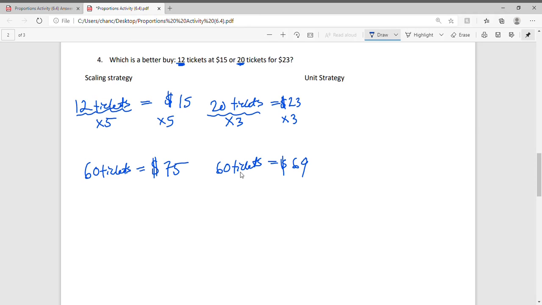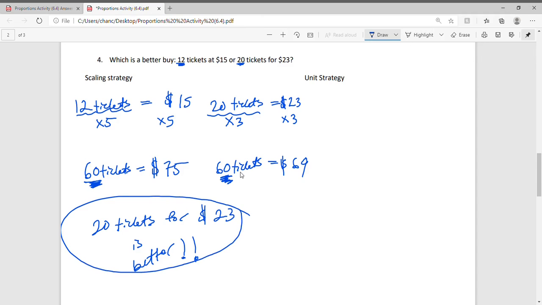Now, since we have the same number of tickets on each side, we can compare which one's the better deal. 60 tickets for $75 or 60 tickets for $69. It's clear now that 20 tickets for $23 is better. 20 tickets for $23 is the better deal.